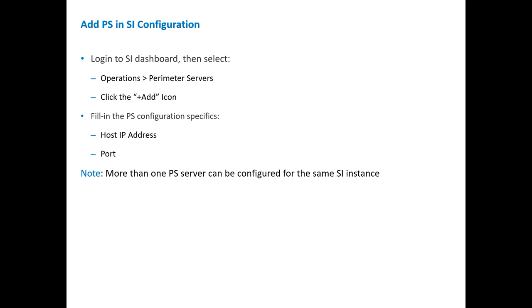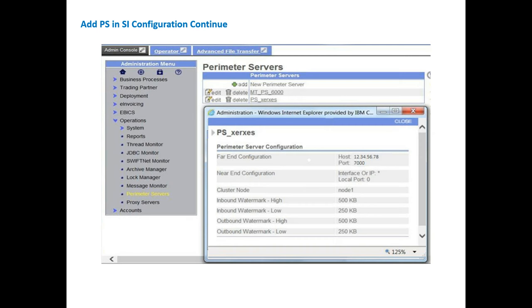Now, after the installation is done, you need to head back to the Sterling Integrator dashboard, go to operations on the left-hand menu, and then click on perimeter servers, and click that plus add icon, because you need to fill the perimeter server configuration, because SI or Sterling B2B Integrator is still not aware of the perimeter server that you have installed, right? So you need to fill the specific perimeter server configuration, the host IP address of the Windows machine and the port number, right? One quick note, you can have more than one perimeter server in a clustered architecture. I'm just giving an example of a single perimeter server.